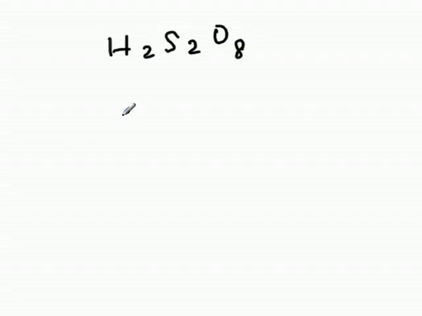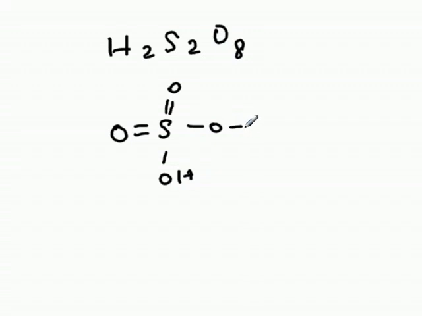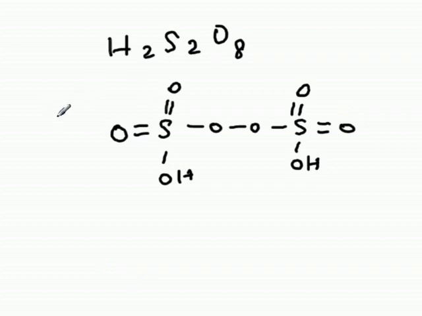H2S2O8 is the compound given. So let us draw the structure and then calculate the oxidation state of sulfur. Normally if I put X for sulfur and then calculate, I will get +7 as the oxidation state, which is violating the rule because S can exhibit a maximum of +6 only.